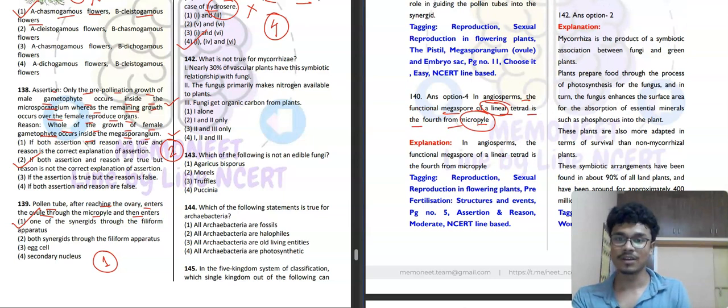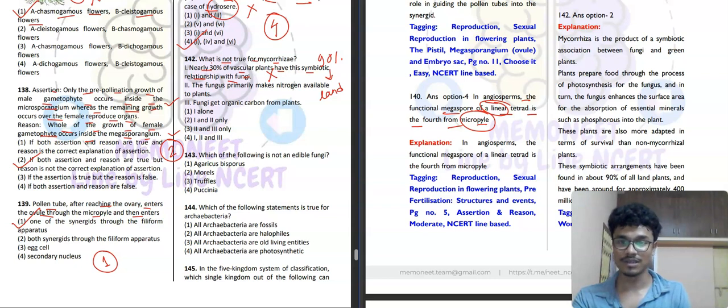So it is saying that, what is not true for mycorrhiza. Okay, so it is that nearly 30% of the vascular plants have this symbiotic relationship with fungi. This is not correct. It is approximately 90%. 90% of the vascular plants, sorry, 90% of the land plants have this symbiotic relationship with fungi.